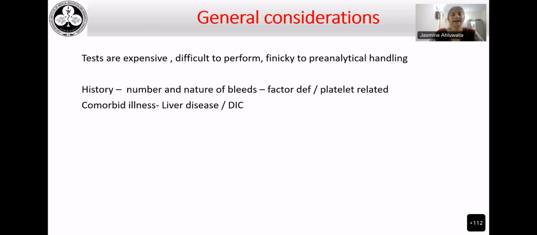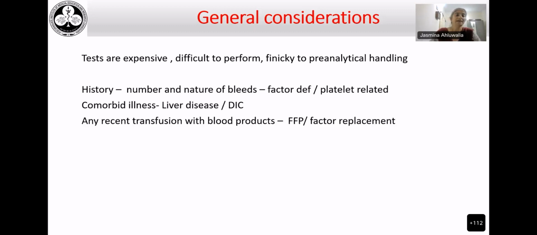In DIC, the other thing that happens is that most of the clotting factors are consumed, so they may be decreased. So we must know what we are trying to investigate in which background. We also need to know if the patient has received any recent transfusion, because then we will not get his baseline levels of clotting factor, and the clotting times may not be so prolonged. So the screening tests may not be sufficiently prolonged to give us the warning that there is a bleeding disorder.